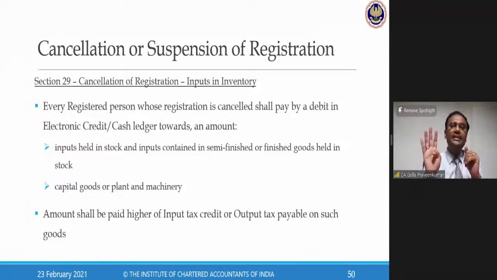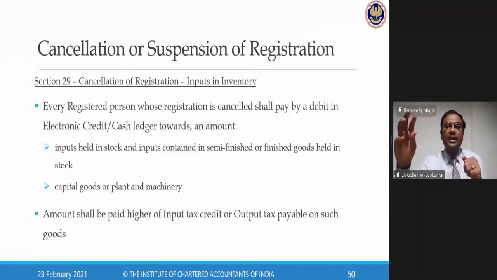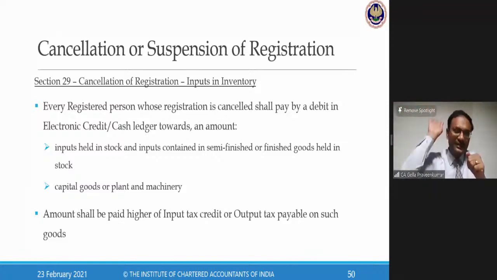What they say, when you're seeking cancellation, you have inputs in inventory. When I say inventory, it is raw material, work in progress, finished goods. Whatever inventory you have, on that inventory, if you have enjoyed your input tax, please reverse that input tax. Sir, what if I have plant and machinery or capital goods? All those capital goods on which I have enjoyed input tax, please reverse your input tax credit. Already I've read your provisions of input tax credit, section 16, section 18. I apply provisions of section 18, whatever benefit of capital goods I have enjoyed, proportionate credit I have to reverse.